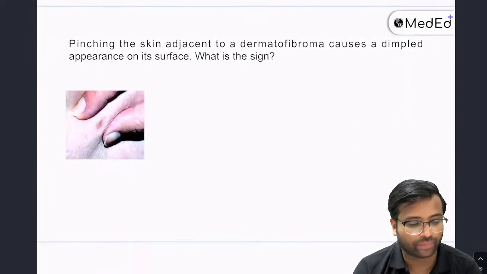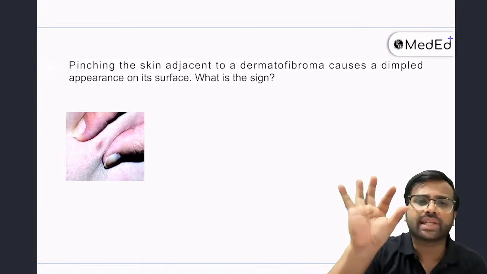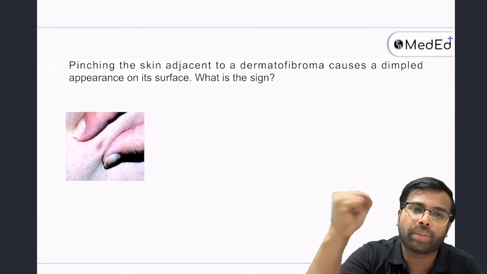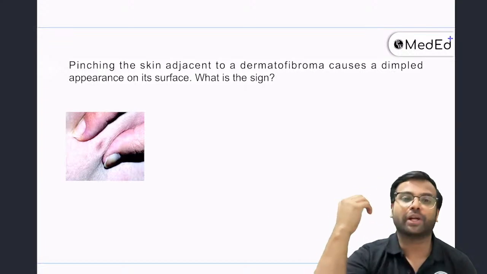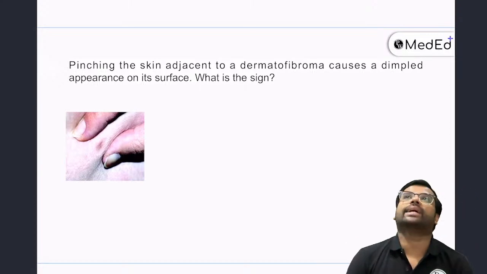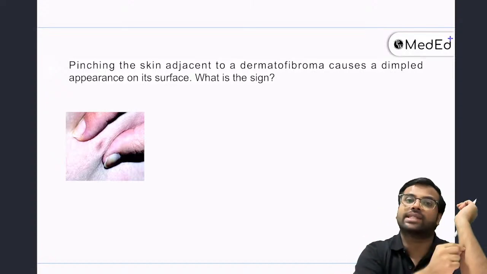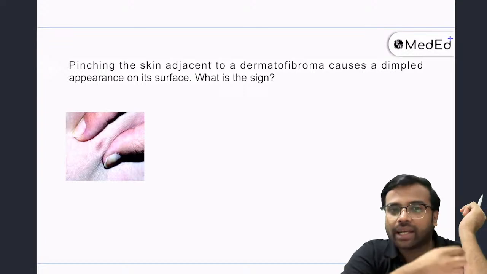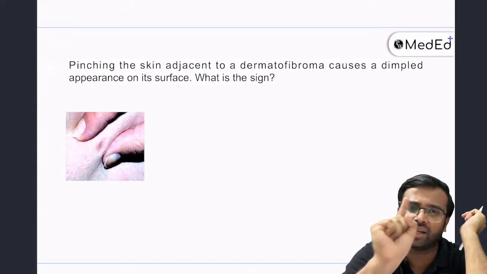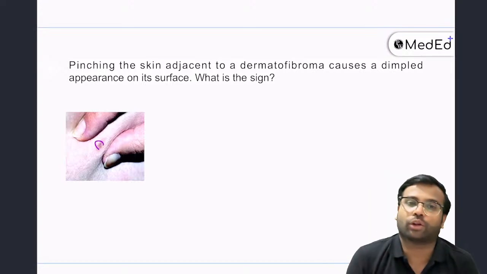So now let's go to the next one. So in this next one, what am I mentioning here? Pinching the skin adjacent to a dermatofibroma causes a dimpled appearance on the skin. Does anybody know what this one is? Now what am I doing here? I'm just pinching. So let me give you an example. There is a trauma, or there has been an incident where you got an insect bite. And after the insect bite, if you develop a solitary nodule, like a single lesion, then this can be a dermatofibroma.